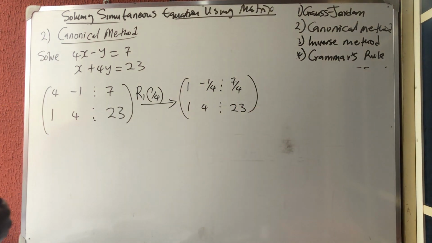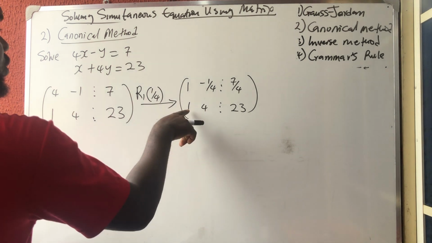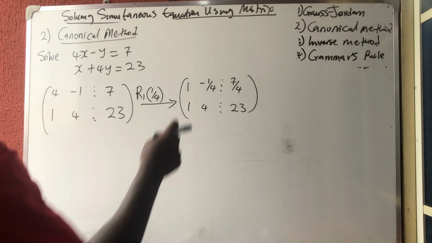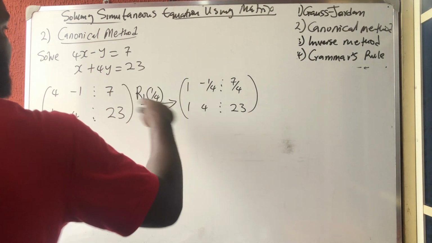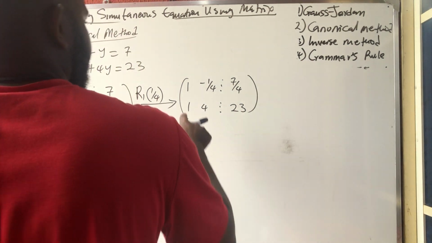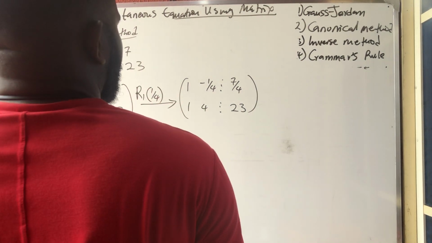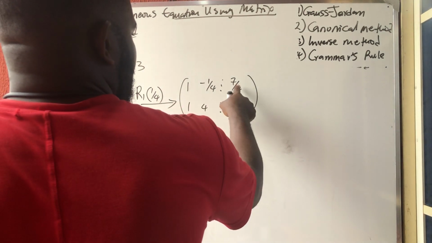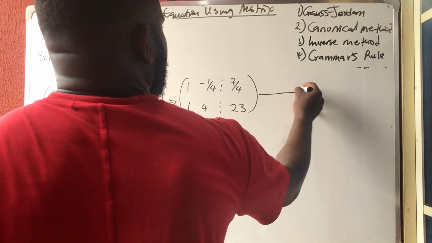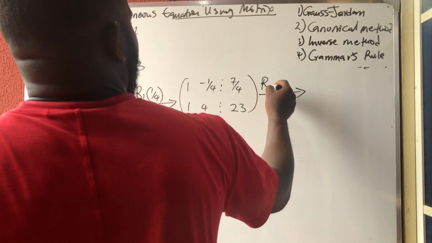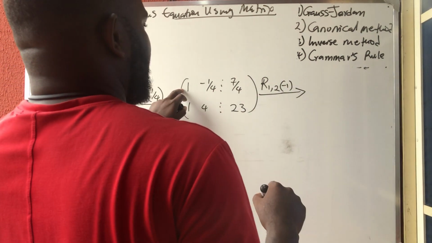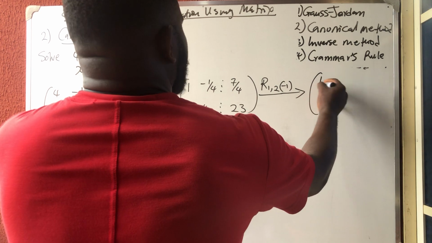Now, since I've gotten here to be 1, the next thing I need to do is get here to be 0. If I get here to be 0, watch me now, what do I do? Multiply this side by -1 and add it here. So what I will do is multiply row 1 by -1 and add to row 2. So -1 times this is -1. -1 plus this is 0. So leave this one the way they are.